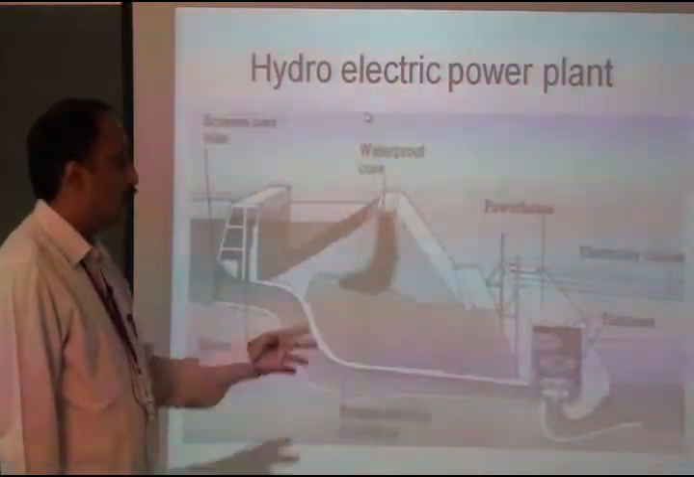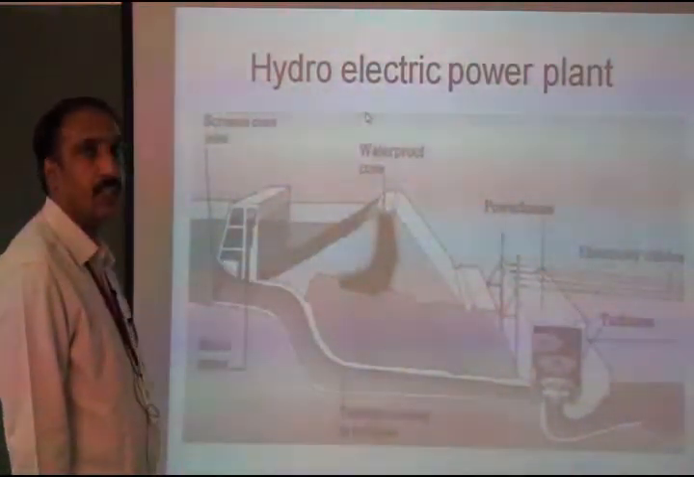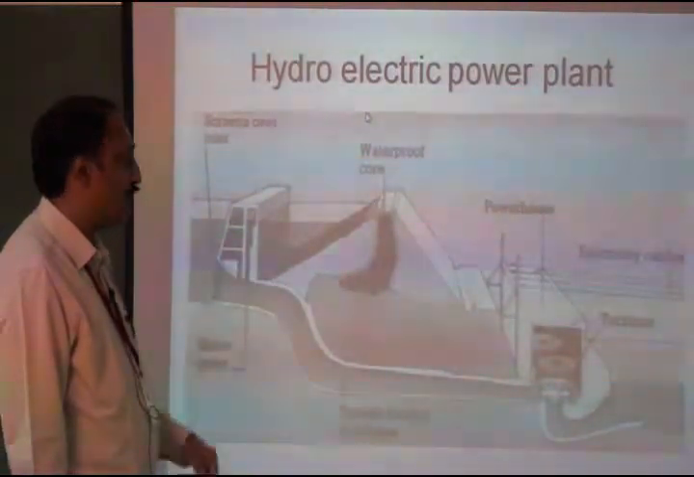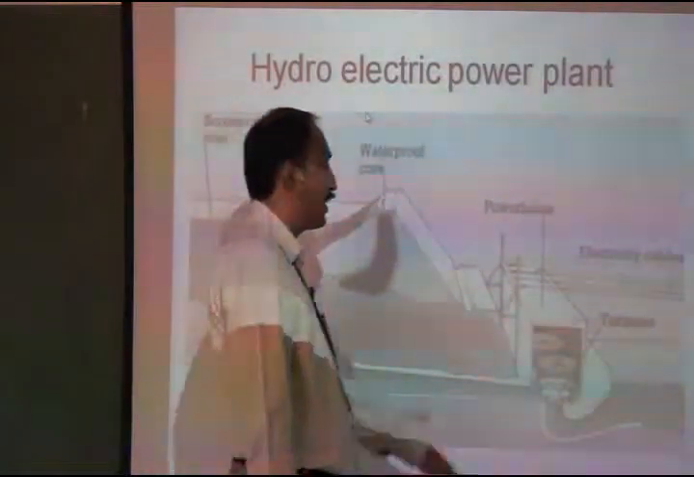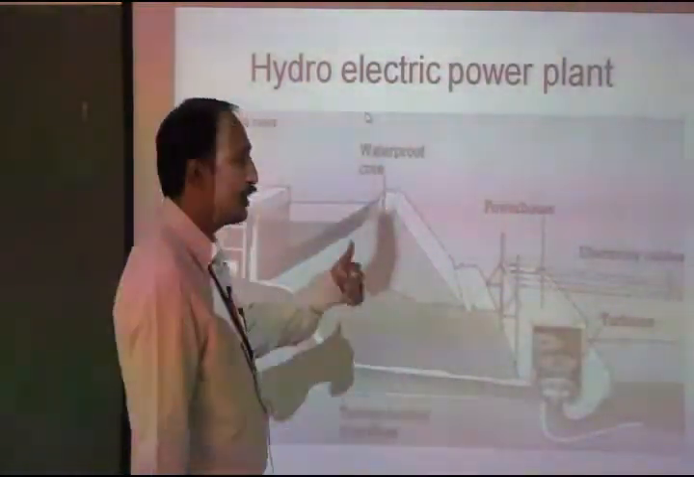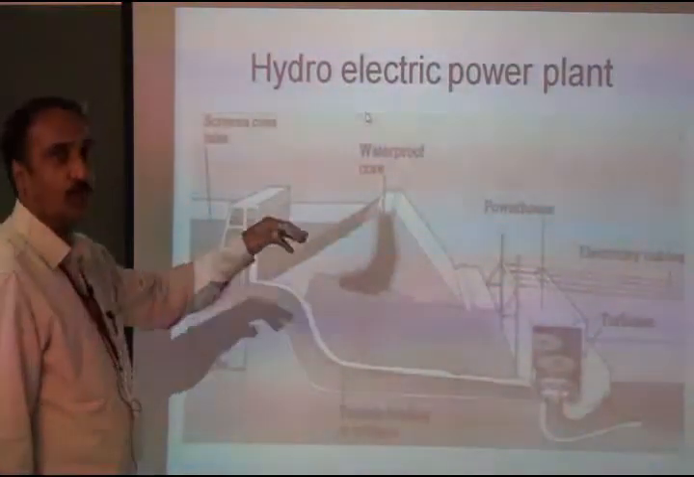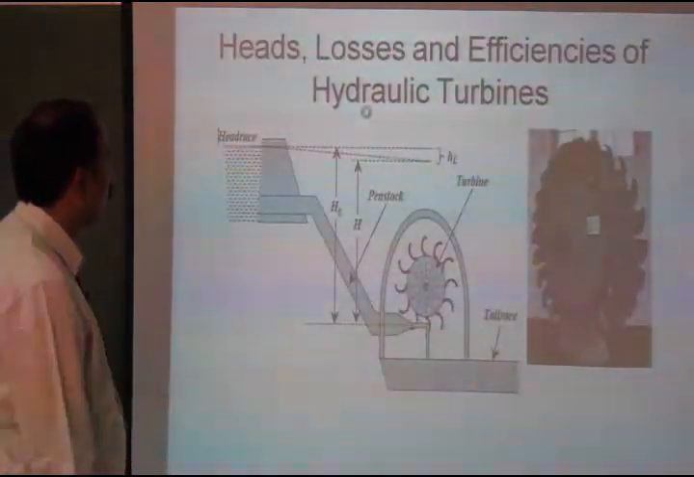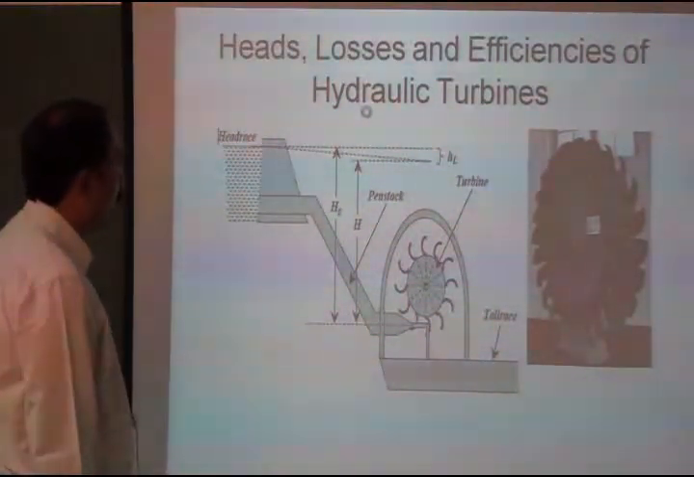And then turbine. According to the available pressure head, the turbine is so selected, either Pelton turbine, Kaplan turbine or Francis turbine. And the last is tail race. This segment is tail race, the outlet channel of the discharging water. So this is the overview of the particular hydroelectric power plant. Right, this is the line diagram of the power plant.